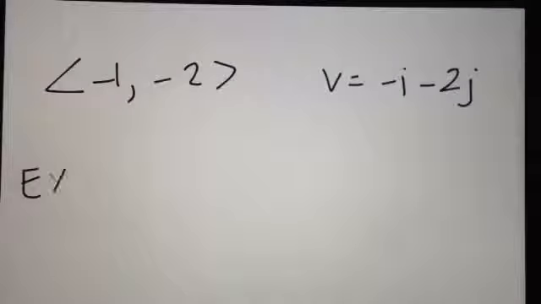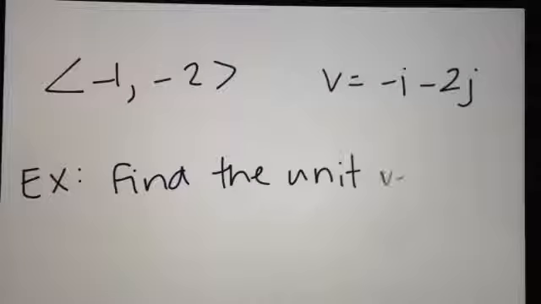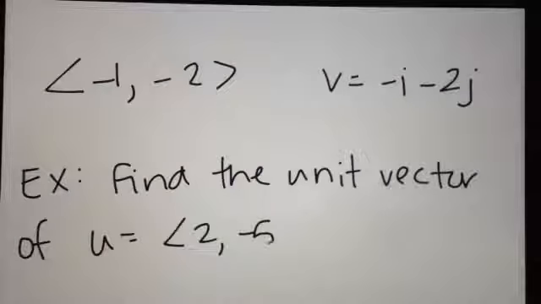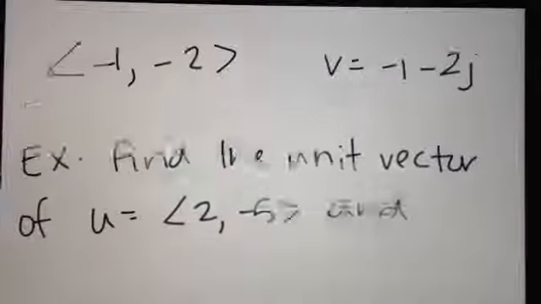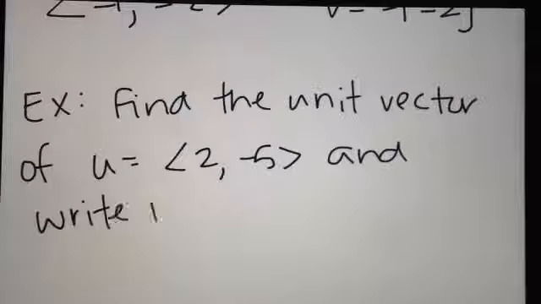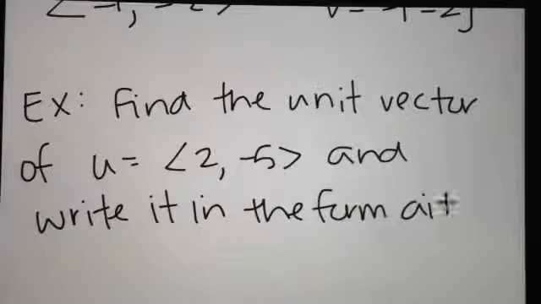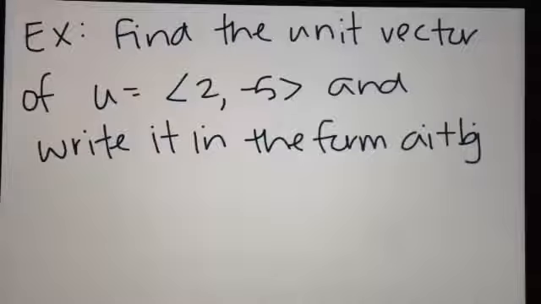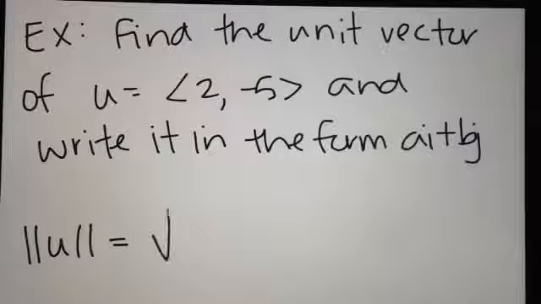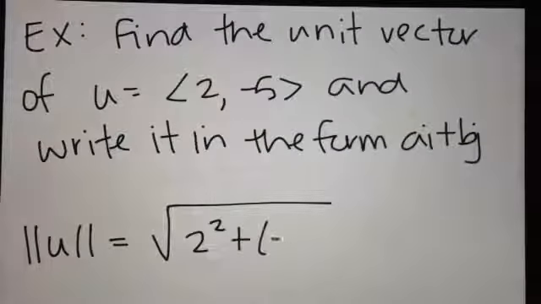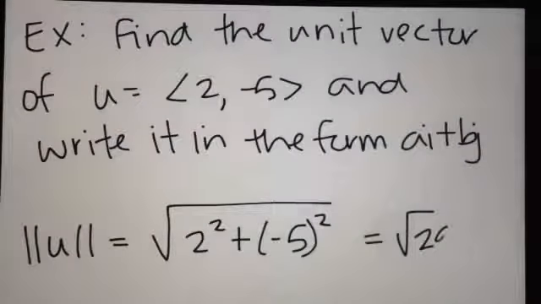All right, so now we're going to do another example. We're going to say find the unit vector of u equals 2, -5, and write it in the form ai plus bj. So first, to be able to write the unit vector, we have to find the magnitude of u. And so that's going to be the square root of 2 squared plus negative 5 squared. And so that's 4 plus 25, which gives you 29.